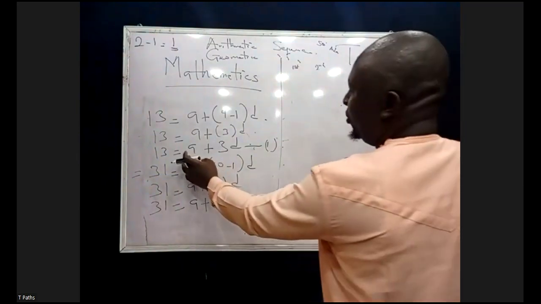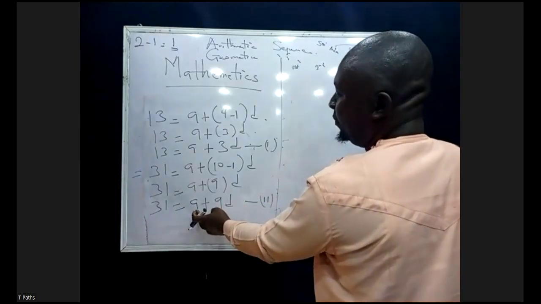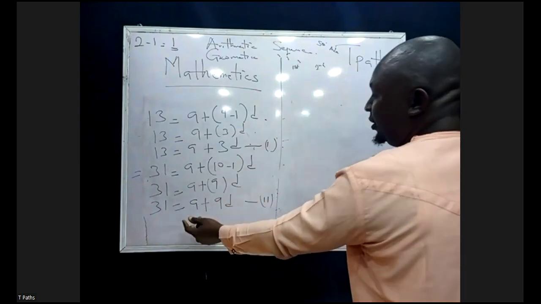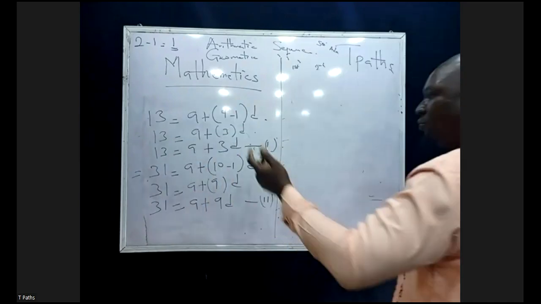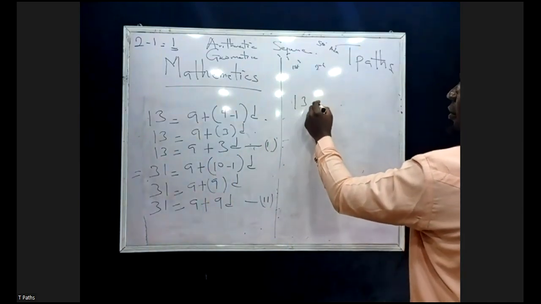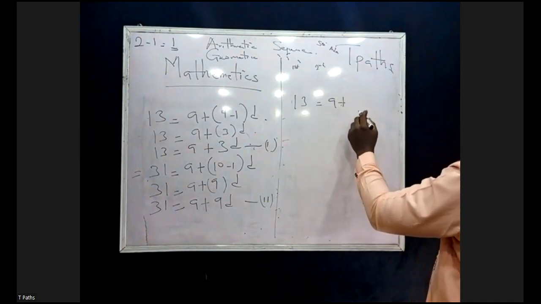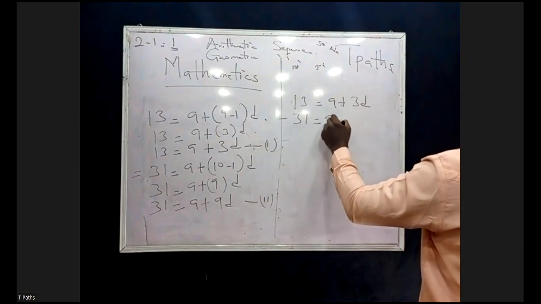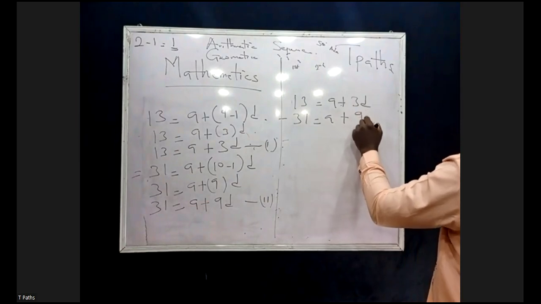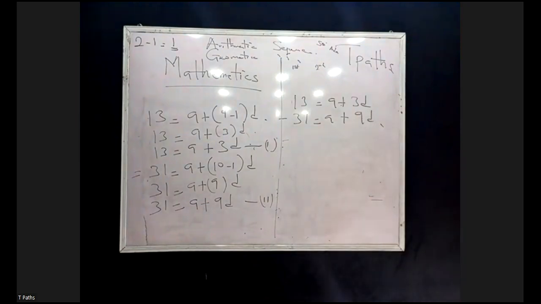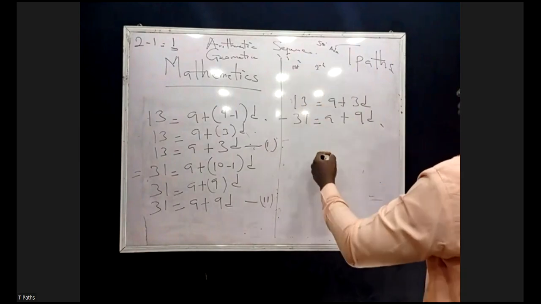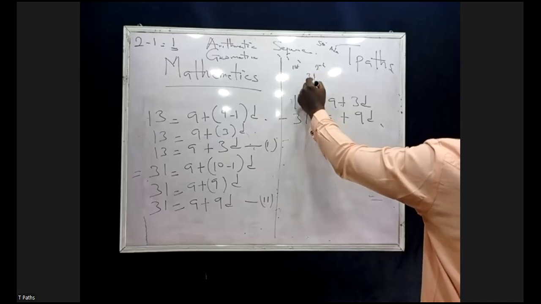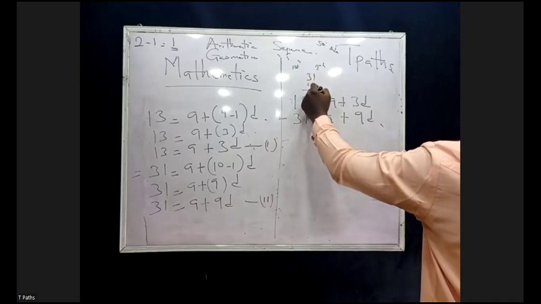Now, since in equation 1 we have 1A and in equation 2 we have 1A, we'll subtract. Since equation 2 is higher, we can subtract equation 1 from equation 2. Therefore, we have 13 equals A plus 3D, and 31 equals A plus 9D. It's better you subtract this from this. When you subtract, you're going to have 31 minus 13.